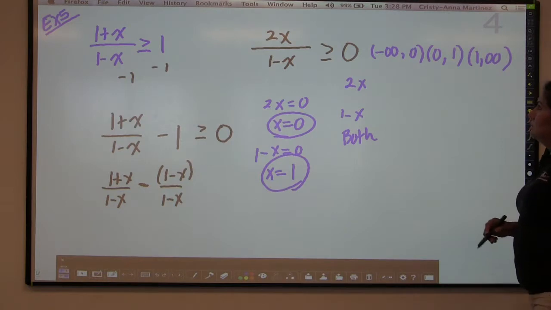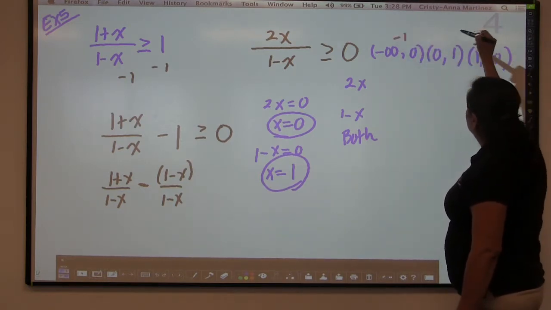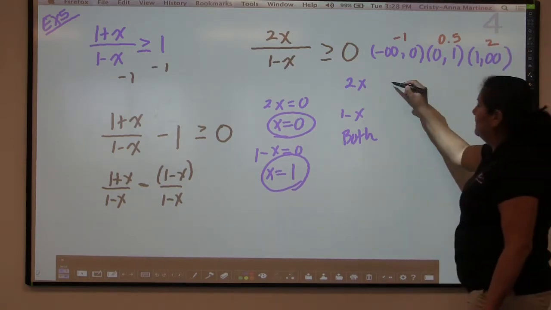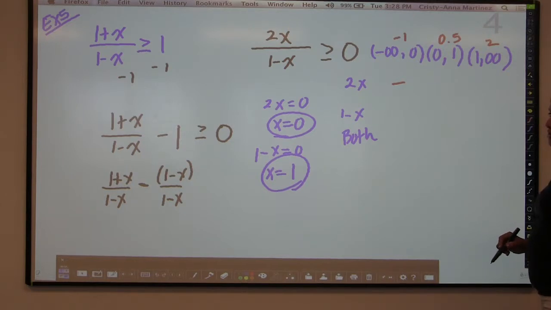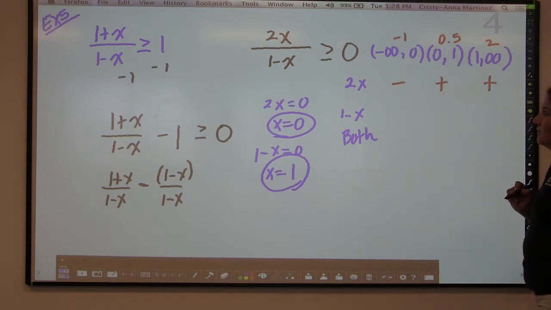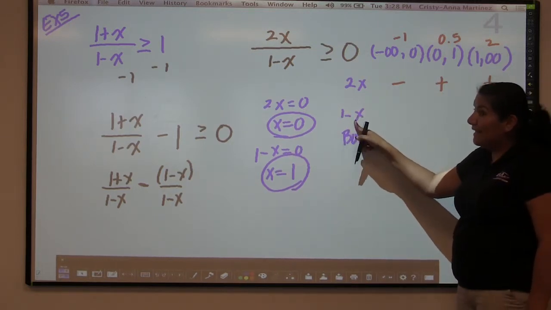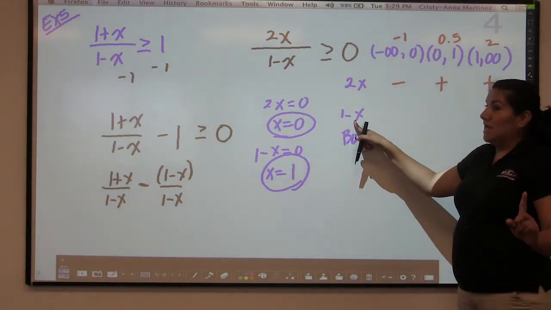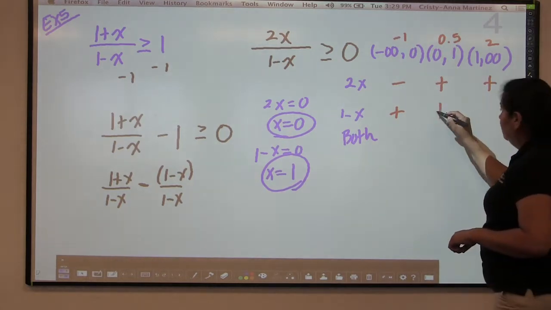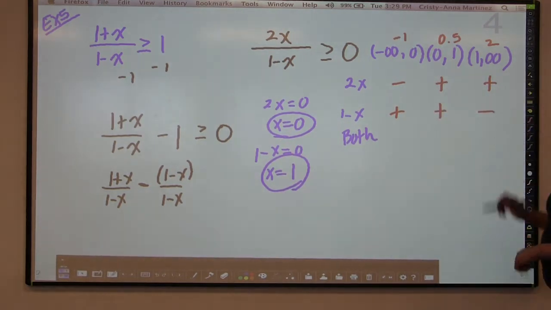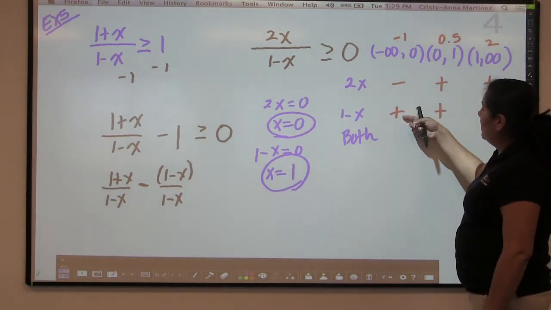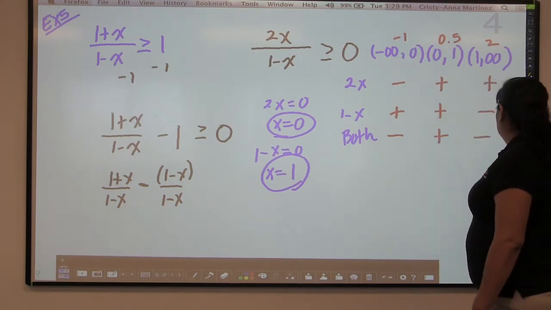So here we're going to pick negative 1, 0.5, and 2. So 2 times negative 1 is negative. 2 times 0.5 is 1, it's positive. And 2 times 2, that's positive. What's 1 minus negative 1? Be careful. Positive 2. So that's going to be positive. And what's 1 minus 0.5? Positive. What's 1 minus 2? Negative. So then again, with division, it's the same thing as multiplication. 2 negatives make a positive. So negative and positive is going to be negative, positive, negative.